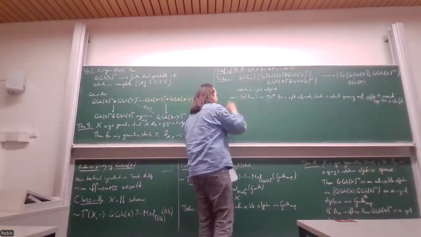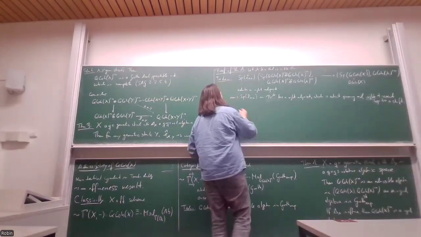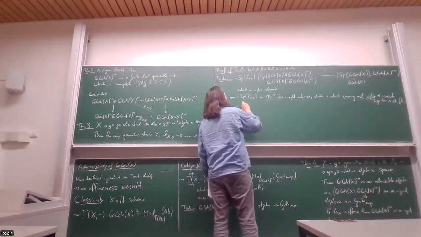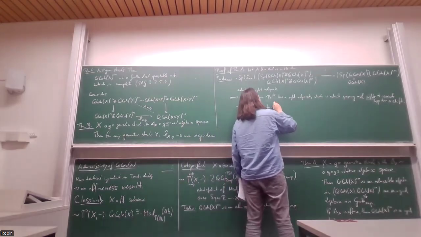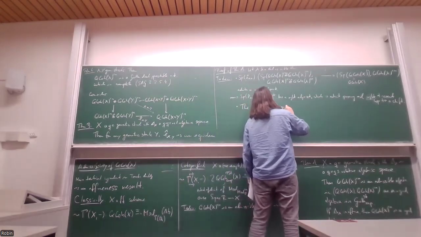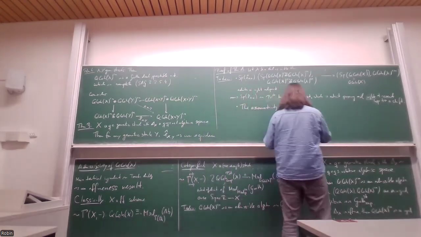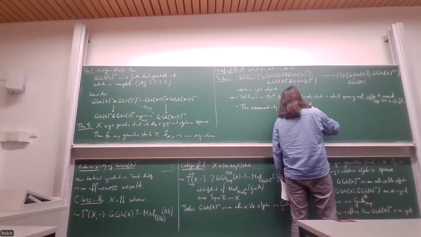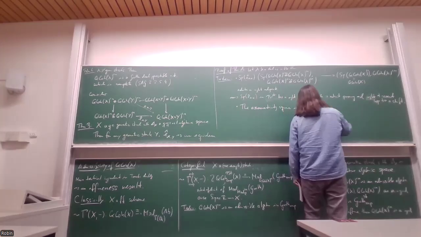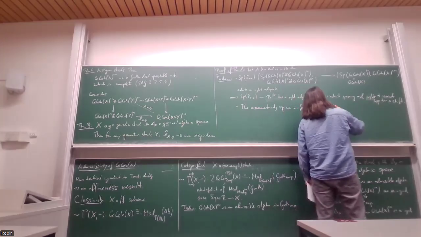And then the second condition is similar. The second condition was that the associativity square holds, that is, it is right adjointable.